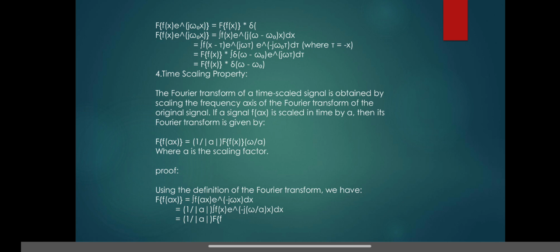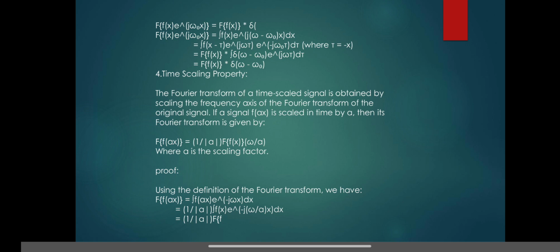The fourth property is the time scaling property. The Fourier transform of a time scaled signal is obtained by scaling the frequency axis of the Fourier transform of the original signal. If a signal f(x) is scaled by a, then its Fourier transform will be given by the Fourier transform of f(ax) equals 1 by magnitude of a times the Fourier transform of f(x) at omega by a, where a is the scaling factor.